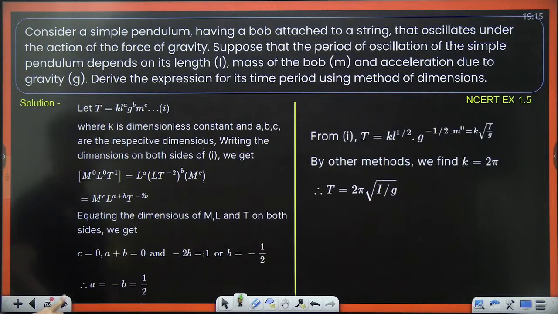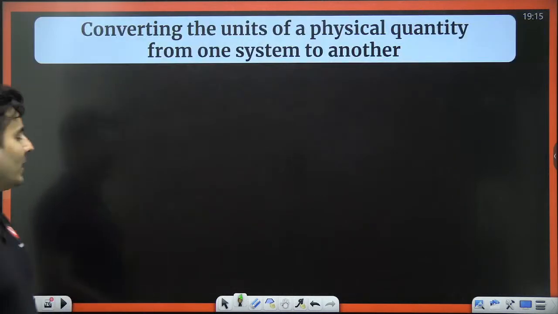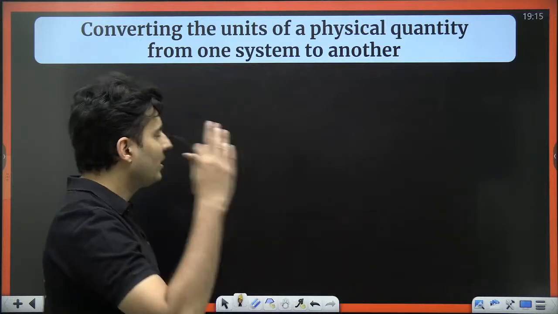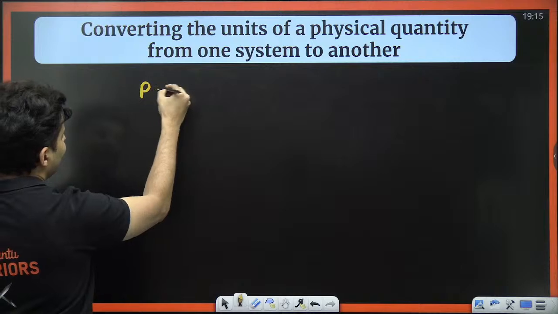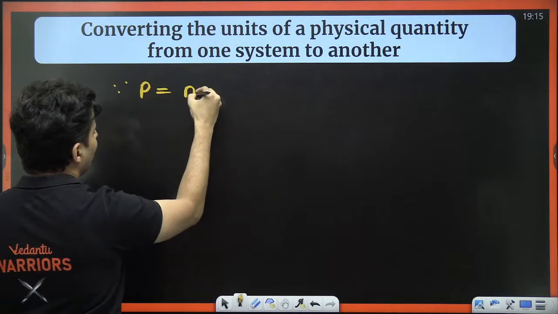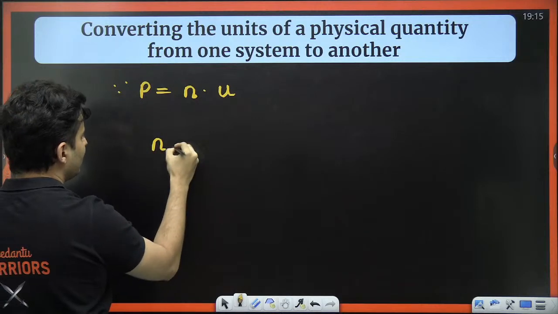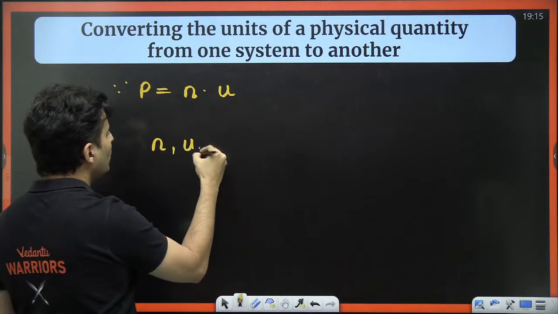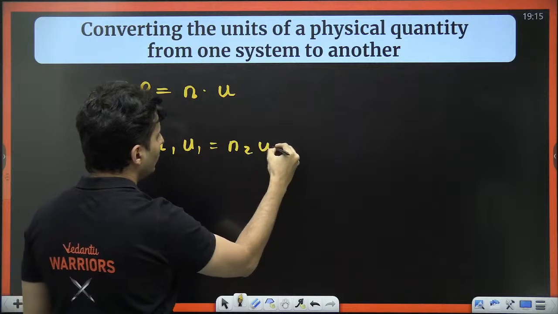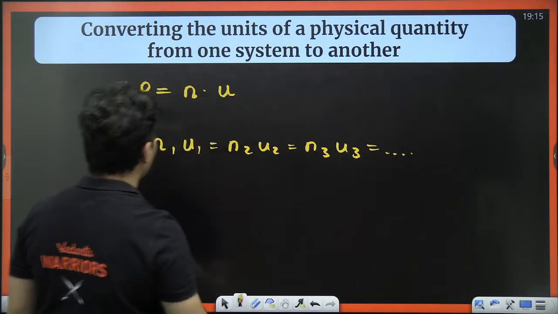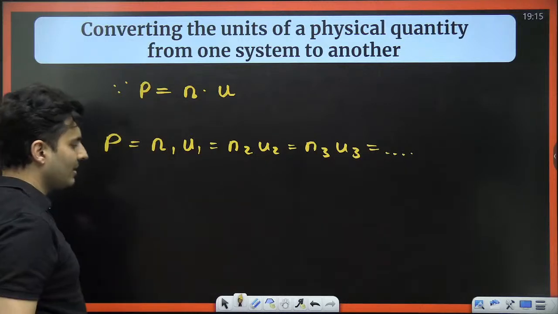Yeah, the answer is correct, no problem. Last one is converting one unit into another. The logic over here is that any physical quantity is a number into a unit, therefore in multiple units, n1 u1 will be n2 u2, which will be equal to n3 u3, and so on and so forth. But the physical quantity will remain the same.